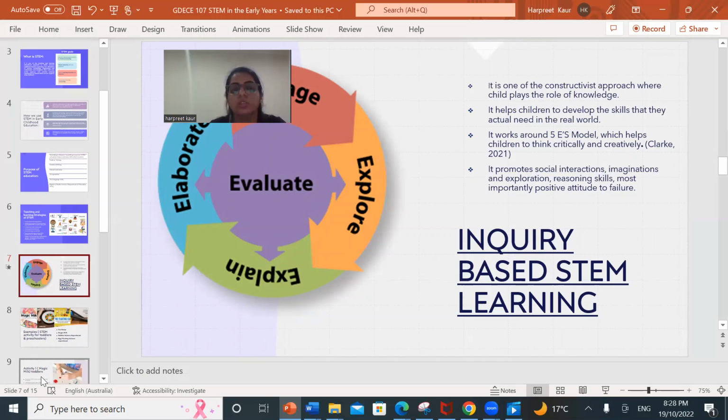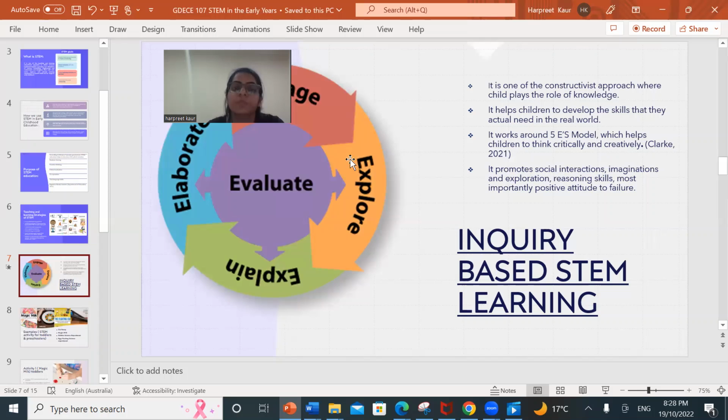So what can be the 5 E's model? Firstly, in the 5 E's model, there is engage, which means that there needs to be involvement or engagement of children when we are setting any of the activities, or when we are teaching them about STEM concepts. So we need to follow their ideas. We need to set up everything, or relate their ideas with STEM, so they get involved, and then explore.